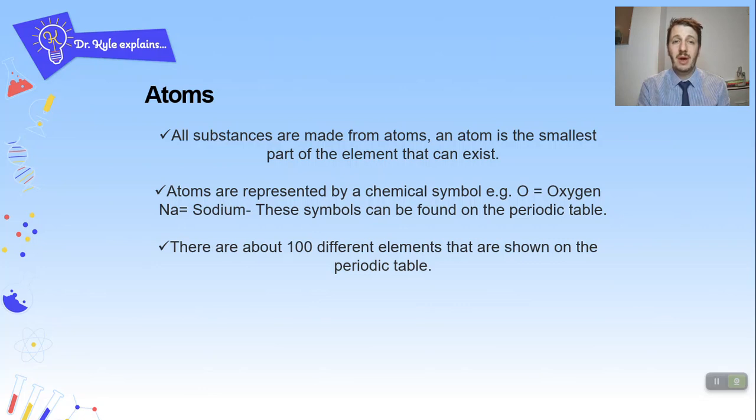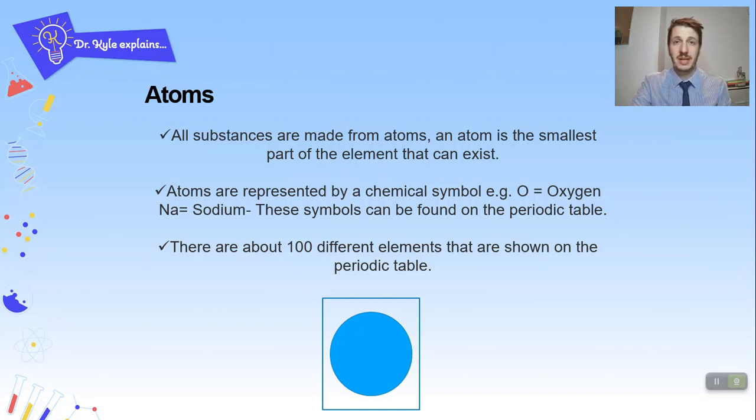Now, there are around about 100 different elements on the periodic table. Okay, so I've just shown a small symbol at the bottom here of a circle in a square. Now this is just representing a singular atom, an atom by itself.